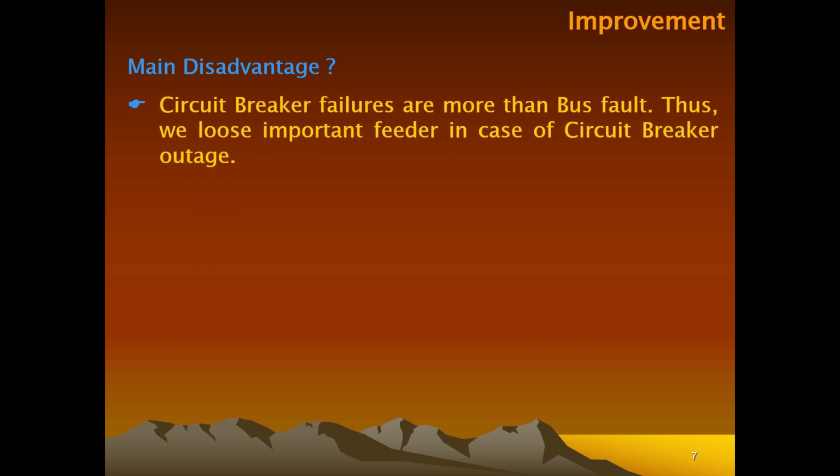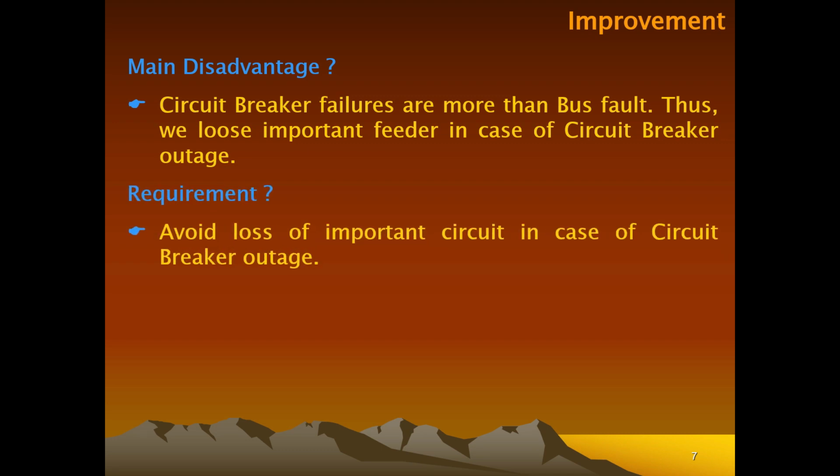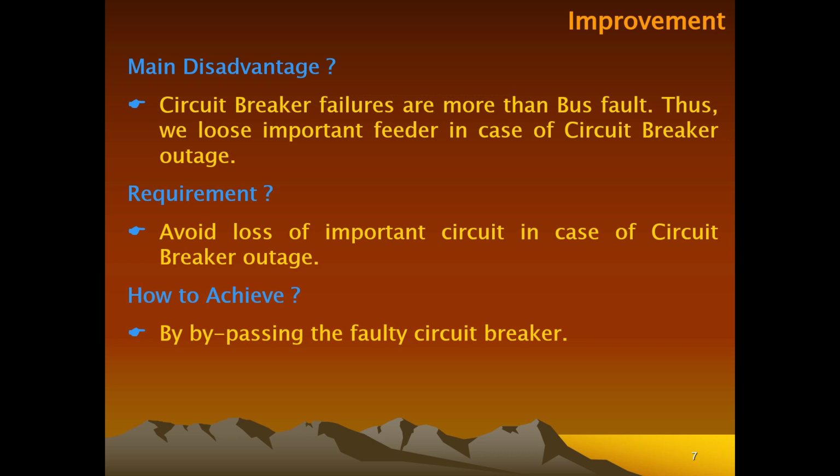Now, the major disadvantage: circuit breaker failures are more than bus faults, that we already know, because the chances of a problem in one particular circuit breaker are always more than the chances of a problem in one particular bus bar. So in case there is a problem in your circuit breaker and you are taking that circuit breaker out of service for attending to those problems, then you will lose your important feeders. And then the second case, what you want is, we don't want a loss of an important circuit in case of a circuit breaker outage. So how can we achieve this? We can achieve this by bypassing the faulty circuit breaker.